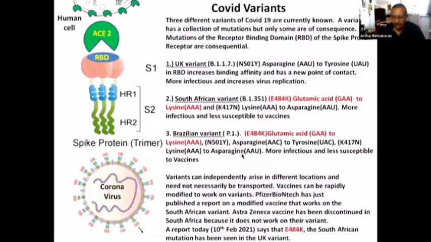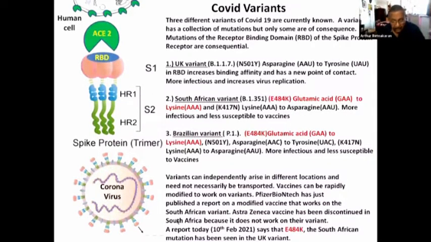The Brazilian variant has 3 mutations. There is one at 484, one at 501, and one at 417. Now, if you see, the 501 is the UK variant. It has that, it has the South African variant's, and it has its own variant. So it has 3 variants. Again, E484K is the deadly one. That's the one that makes it resistant. Just like the South African variant, this is also resistant to the AstraZeneca vaccine. By the way, the South Africans have stopped using AstraZeneca because it doesn't seem to work very well.